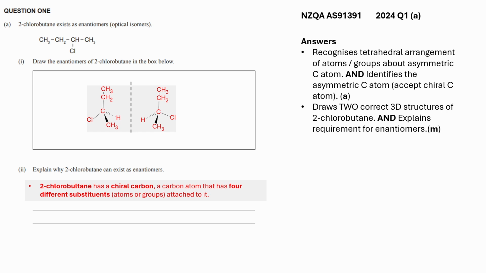If you can draw the 2 structures and explain the requirement for enantiomers, that is that you have 4 different groups coming off and there is a chiral carbon, then they'll give you a merit mark here. So you get an achieved and a merit.